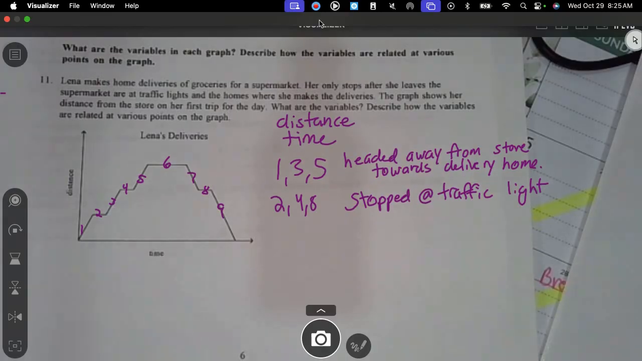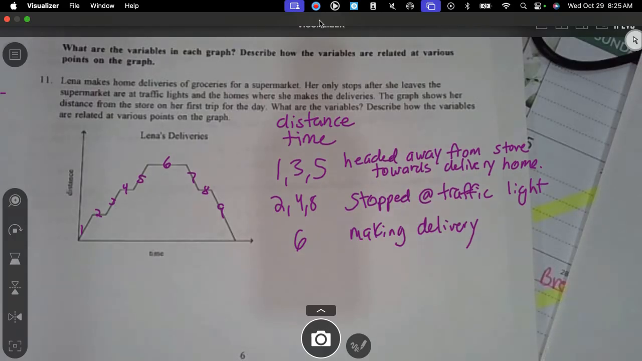Okay, so I've done 1, 2, 3, 4, 5. What's happening at 6? She's making the delivery. Yeah, making the delivery. Some people would even write this like as a little story. You can write it as a story or write on your graph.